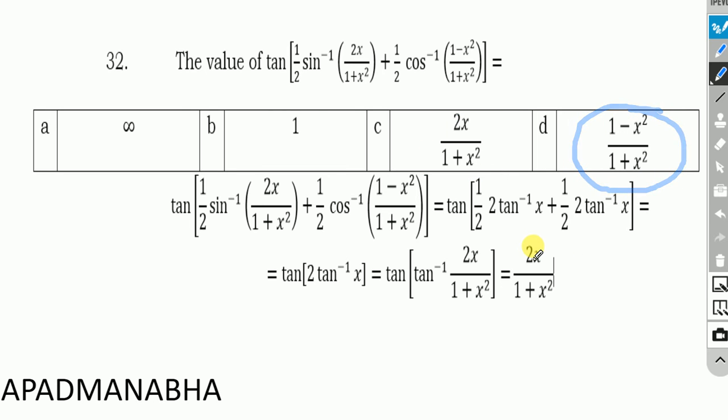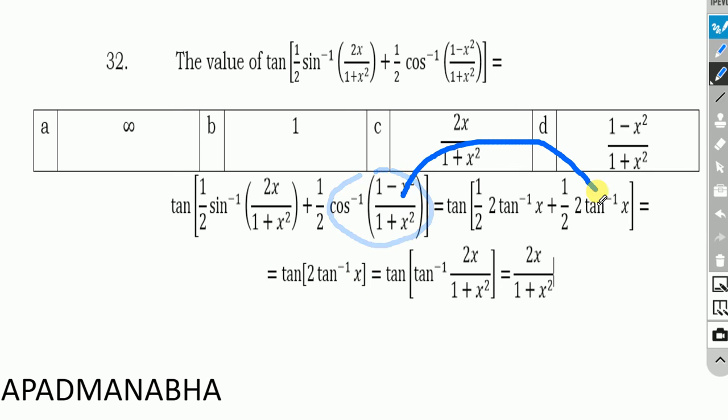So let us consider the given expression tan of 1 by 2 into sin inverse of 2x by 1 plus x square plus 1 by 2 cos inverse of 1 minus x square by 1 plus x square, which is equal to, we know that sin inverse of 2x by 1 plus x square is 2 tan inverse x. So instead of sin inverse of 2x by 1 plus x square, we can write 2 tan inverse x. Similarly, cos inverse of 1 minus x square by 1 plus x square is 2 tan inverse x. Therefore I have 1 by 2 into 2 tan inverse x.